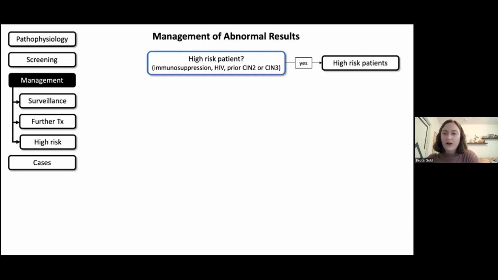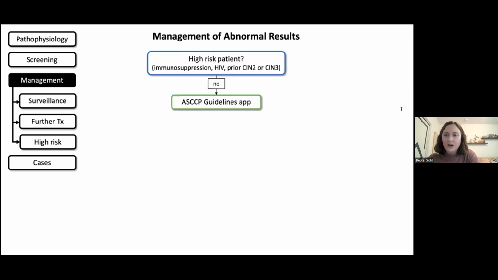Okay. Now going to a bit more on the management of abnormal results. And this is something I felt like I did not really have any teaching on. So the first question I would recommend you think about when you're managing pap smear results is asking yourself if your patient is average risk or not. And we'll talk a bit more about high risk individuals shortly. But once you've decided that you are in the average risk category, I would recommend that you use the American Society of Colposcopy and Cervical Pathology, or the ASCCP, 2019 Risk-Based Management Guidelines.